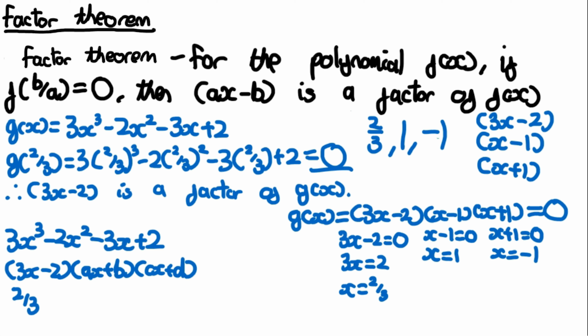I got 2 over 3 as equal to 0. So that is the value. Well, instead of using this formula, what I would do is I would just do the reverse of this process here, and I would make one of the sides equal to 0, and I would move everything onto one side.